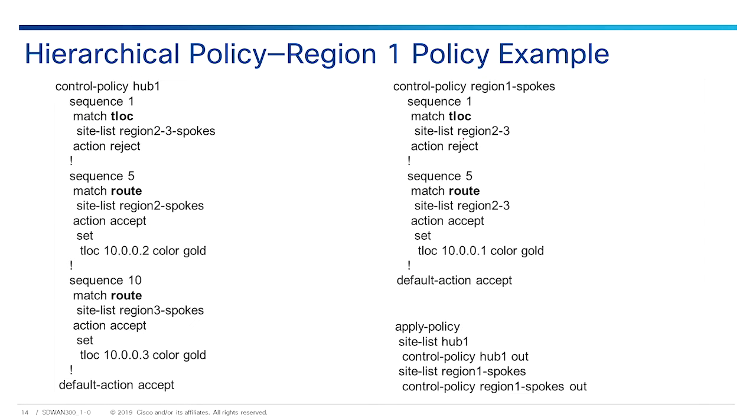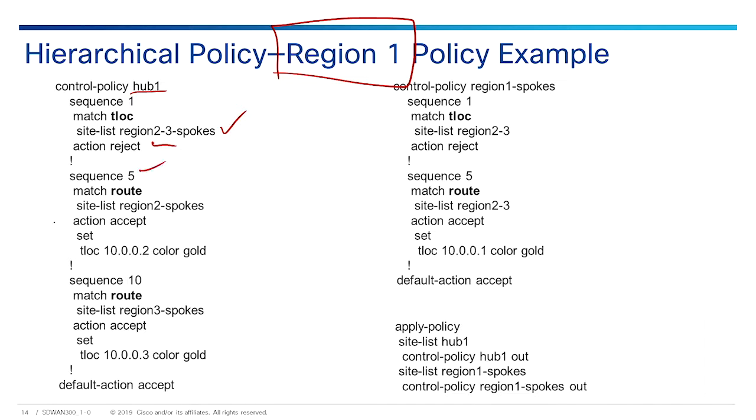So here's what that ends up looking like. So we're going to create multiple hubs. All right, so this is going to be for just region 1. Okay, so we're only going to define that first hub. All right, so we're defining hub 1. Our sequence 1 is going to match a TLOC for regions 2 and 3 spokes. And then our action here is going to be reject, right? So if you're outside of region 1, you're in region 2 or 3 here, we want to reject those prefixes from hub 1, okay?